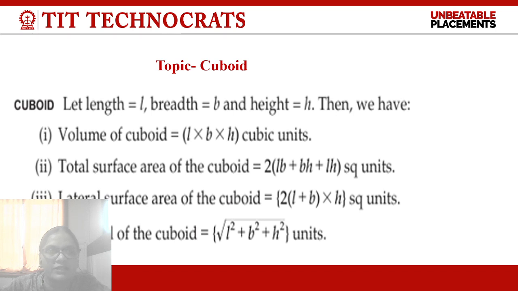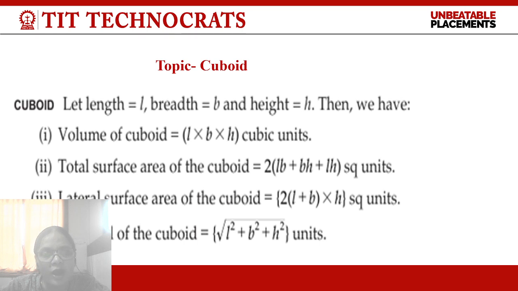Now let's come to the next topic, which we are covering here: cuboid. Cuboid is just similar to the cube, but the difference is that in a cube, all three sides, length, width, and height, have equal edge length. But in a cuboid, length, width, and height have different dimensions. So all three are not equal; they have different values.